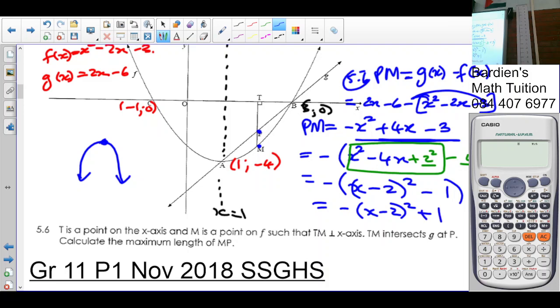So what's the question? The question says, calculate the maximum length of PM. So we conclude, therefore, the maximum length is 1 unit. Then it asks which value it occurs at. It occurs at x equal to 2. Any confusion there?